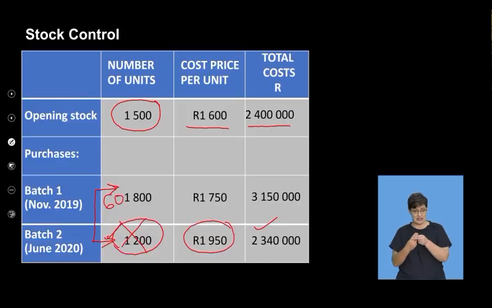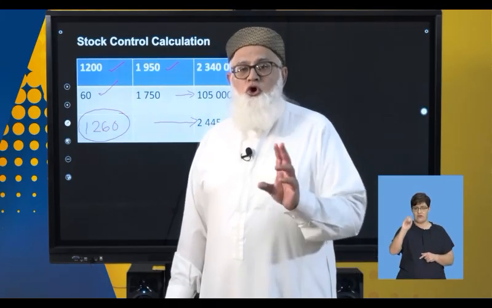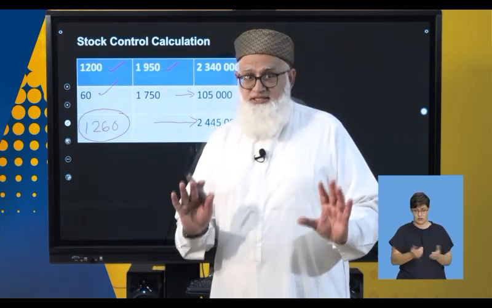The unit price of those units was 1,750. Now clearly you can see you can't use that figure because you're not working with 1,800 units. You're only working with 60 units. Therefore, now you take out your calculator and say 60 times 1,750 will give you a rand value of 105,000. Clear? I now add my 2 rand values to give me my closing stock figure valued at 2,445,000. So this is using the FIFO method of stock valuation. I hope it's crystal clear.